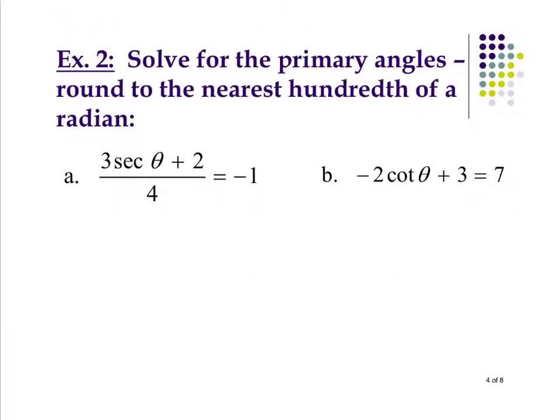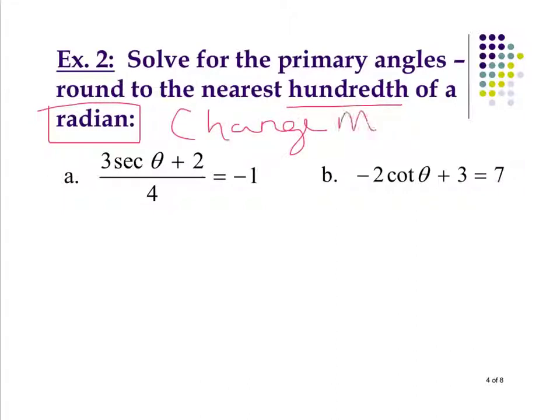Moving on to example 2, the question says solve for the primary angles, rounding to the nearest hundredth of a radian. So you want to change the mode of your calculator. Please press pause and do examples A and B. You're sitting with partners, so please work with them to get these answers.